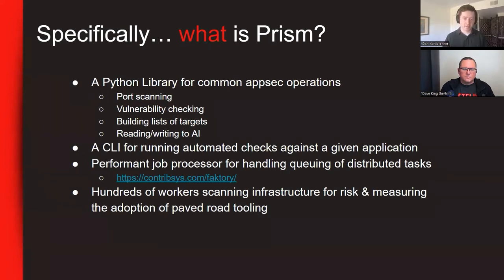It's a Python library for abstracting common AppSec operations: port scanning, checking for various vulnerabilities, building large lists of targets to feed into our scanner. It's a CLI for automating checks against different applications and working with the different plugins that security engineers write and build. We use a performant job processor called Factory to handle the queuing and the distribution of these workloads across hundreds of auto-scaling groups of workers. These workers are running constantly, daily, scanning our infrastructure for risk and measuring the adoption of this paved road tooling.